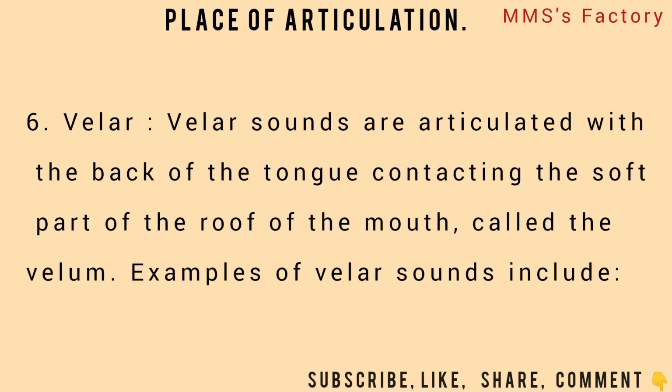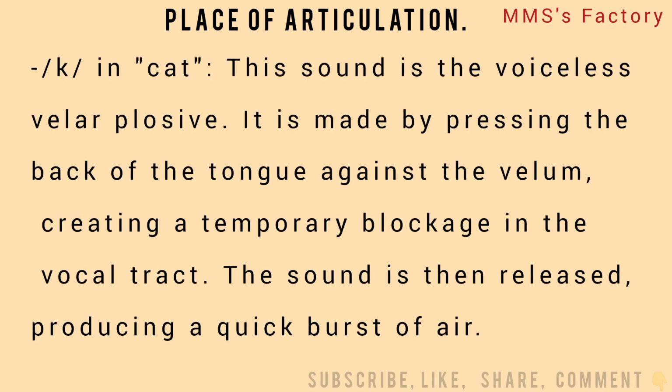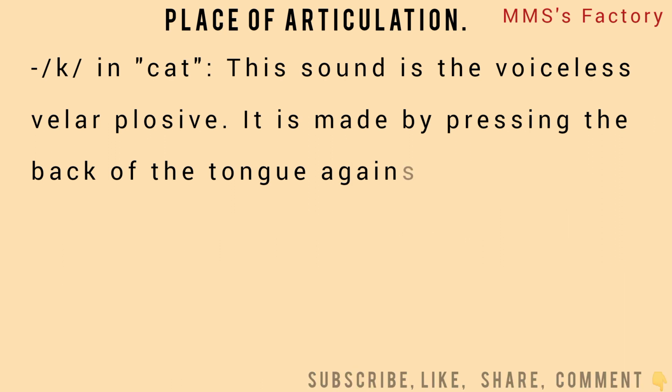6. Velar. Velar sounds are articulated with the back of the tongue contacting the soft part of the roof of the mouth, called the velum. Examples of velar sounds include K, in cat. This sound is the voiceless velar plosive. It is made by pressing the back of the tongue against the velum, creating a temporary blockage in the vocal tract. The sound is then released, producing a quick burst of air.